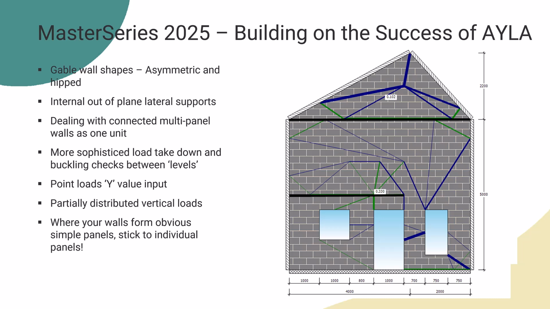Probably the bigger part of the work in terms of what MasterSeries 2025 brings in is the ability, and what snuck up on us is basically that we're now dealing with not just a single panel, but multiple panels and multiple levels. Even in this single domain analysis for yield line, when we're doing our vertical load check now in this section of the wall, we obviously have two levels. So we'll be doing a buckling check between this level and this level.